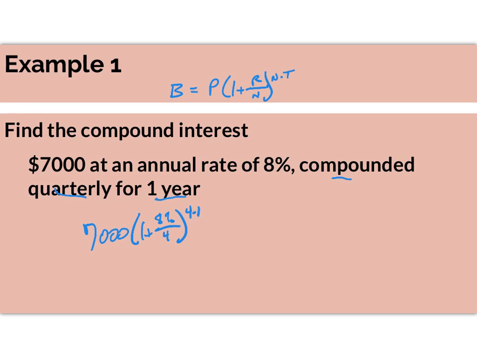And so let's convert this over into decimal form. 7,000, 1 plus 0.08, because you have to convert your percent into a decimal. And 4 times 1 is 4. And 0.08 divided by 4 is 0.02. 1.02 to the 4th power. And you're going to need a calculator for this. So let's show you how to put this in a calculator on the next page.